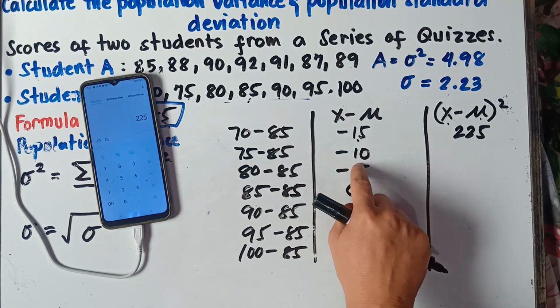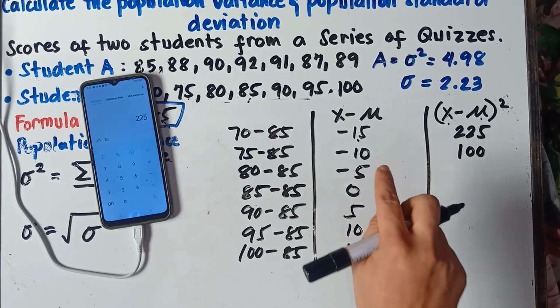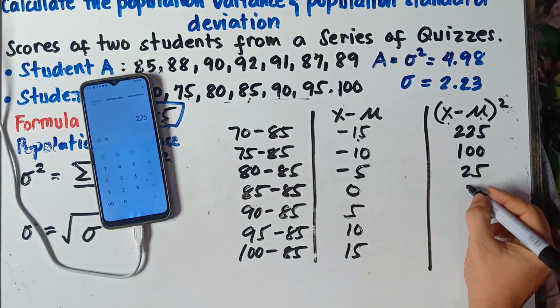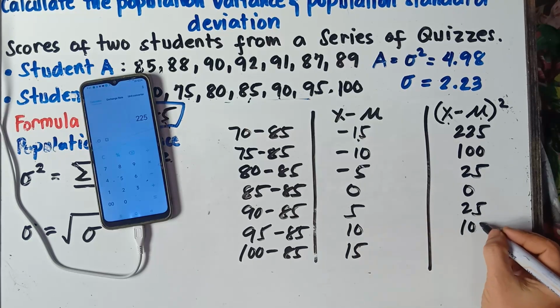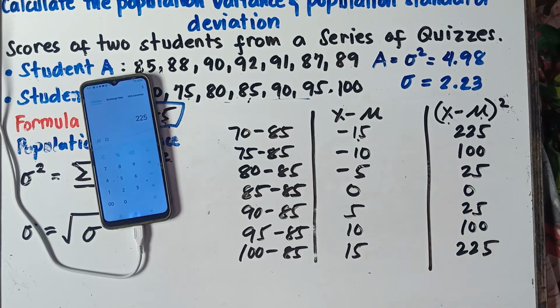Then negative 10 times negative 10 would be positive 100. Negative 5 times negative 5 would be positive 25. 0 times 0 is 0. 5 times 5 is 25. 10 times 10 is 100. 15 times 15, same answer, positive 225.